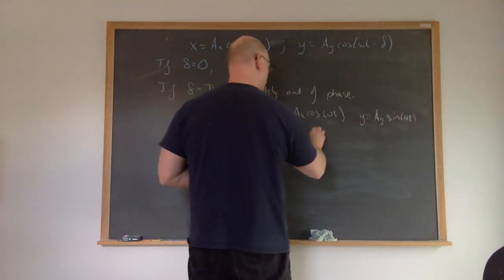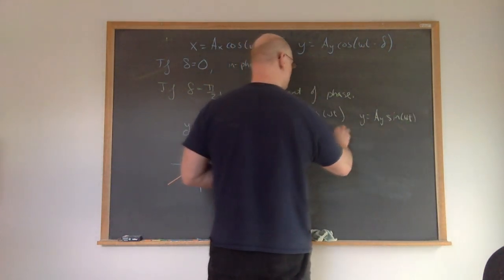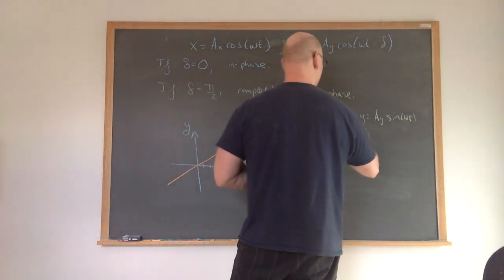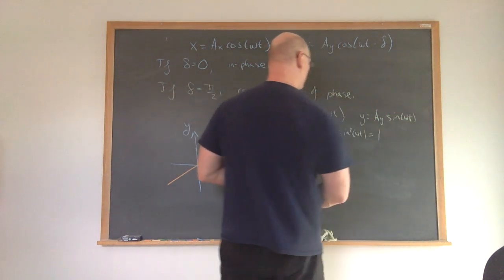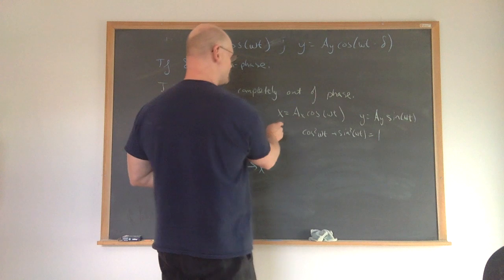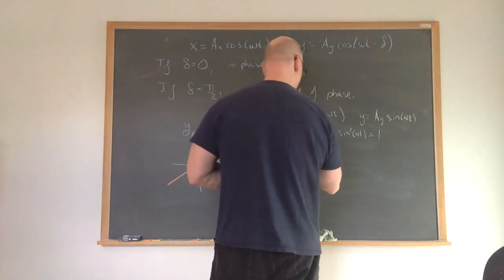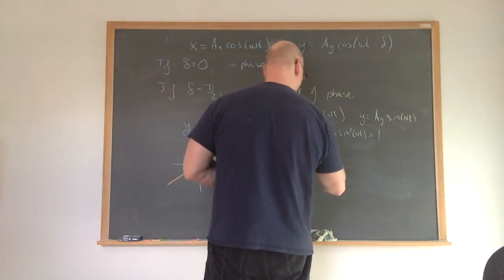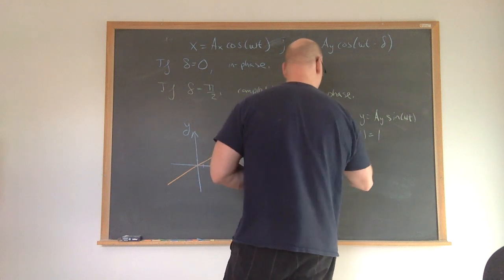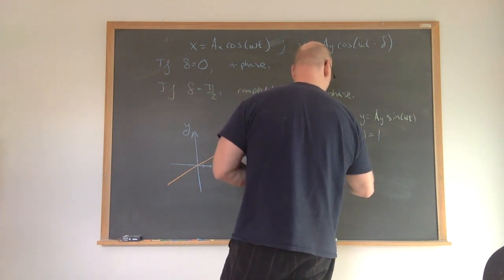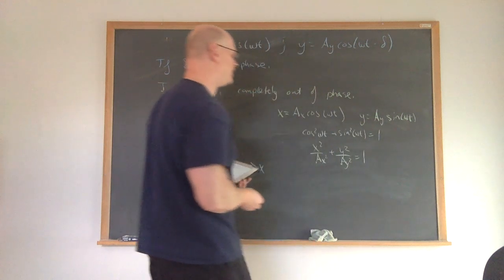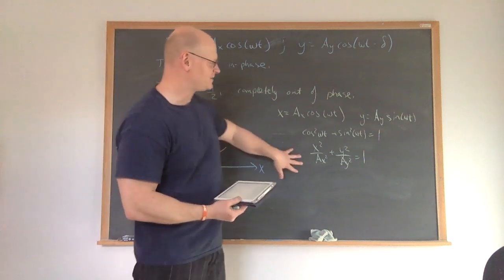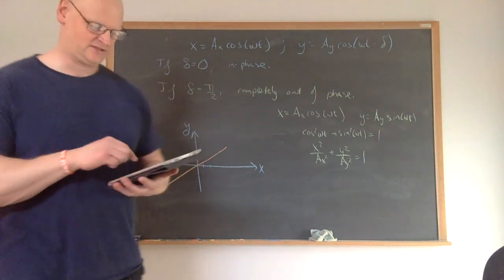Which means if I take cosine squared of omega t plus sine squared of omega t, that has to equal 1. But cosine is the same thing as x over Ax, so this is going to be x squared over Ax squared plus y squared divided by Ay squared must be equal to 1. But this is simply just the equation of an ellipse.